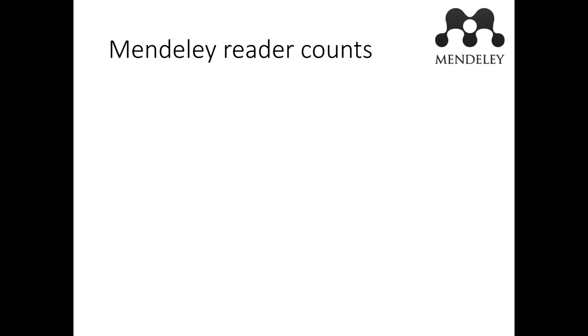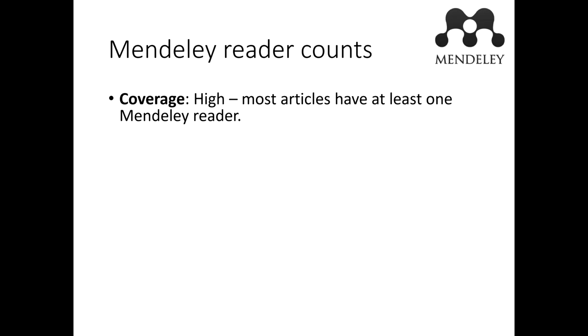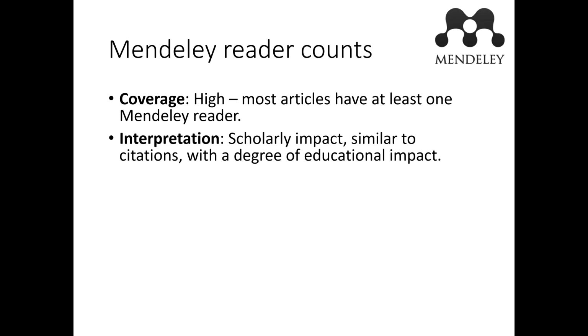I'd like to go through 3 altmetrics just to give a brief flavour of different types of altmetric. So I'm starting with my favourite one, Mendeley reader counts. So these in terms of coverage are high. Most articles have at least one Mendeley reader, so the coverage is very good.